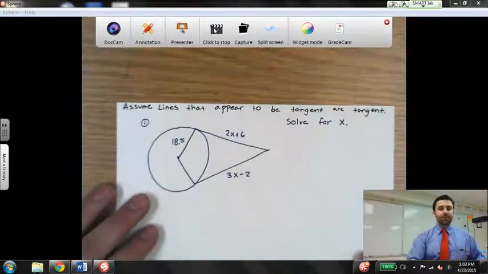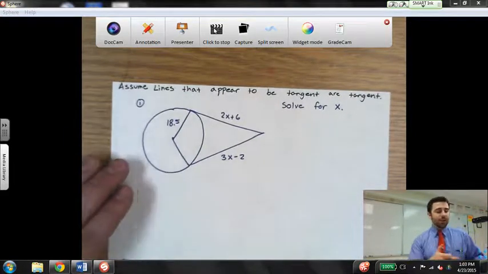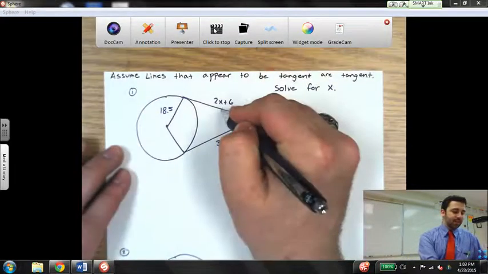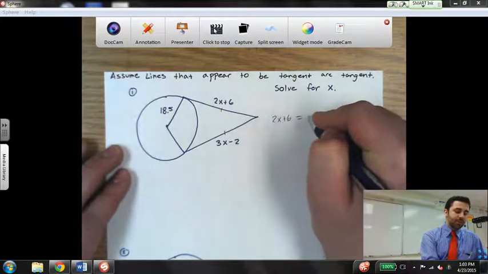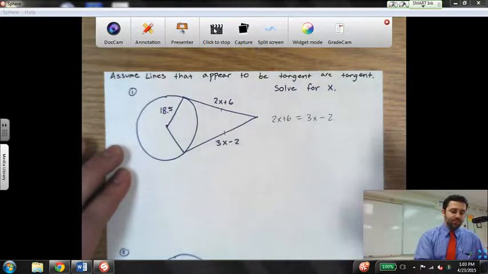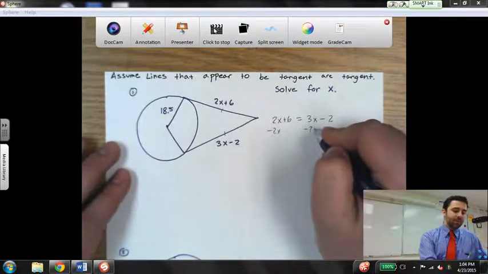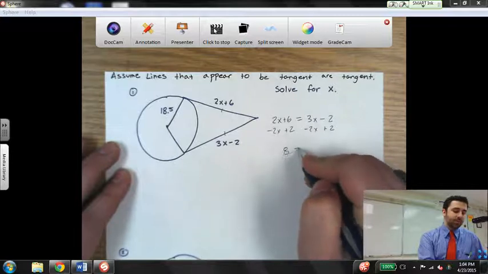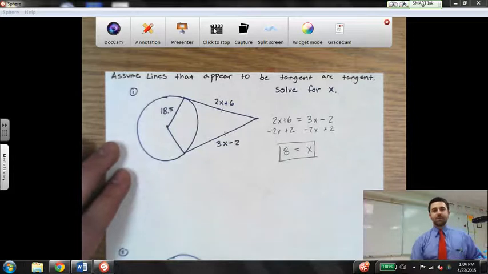In our first example, let's assume that all lines that appear to be tangent are in fact tangent. From what we just discussed, these two sides are congruent. So I'm going to set them equal to each other and then solve for X. Since there are no quadratics here, I don't have to worry about factoring. I'm simply going to get my variables on one side and my numbers on the other. In this situation, I get X is equal to 8.